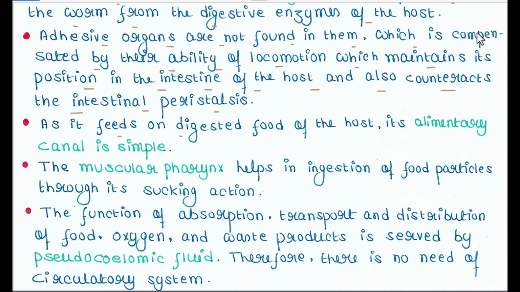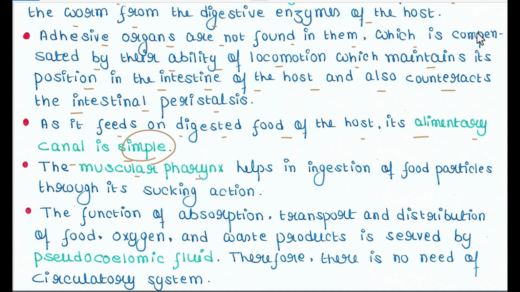As it feeds on the digested food of the host, its alimentary canal is simple. Basically, they stay inside the intestine, hence they get partially digested food already. That's why its alimentary canal is very simple. They don't require a complex functional alimentary canal since they already take partially digested food.